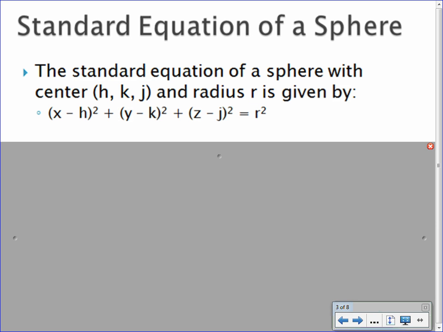All right, here is the standard equation of a sphere. Okay, once again, it looks like that of a circle. There's just now the third coordinate for z. Okay, so (h, k, j) is our center. r is still our radius. Notice how r is still squared. It is not cubed.